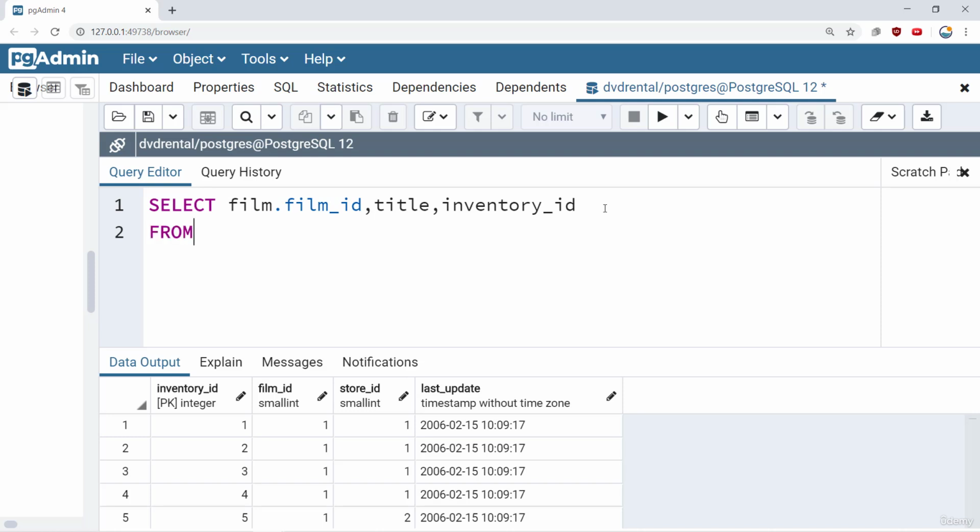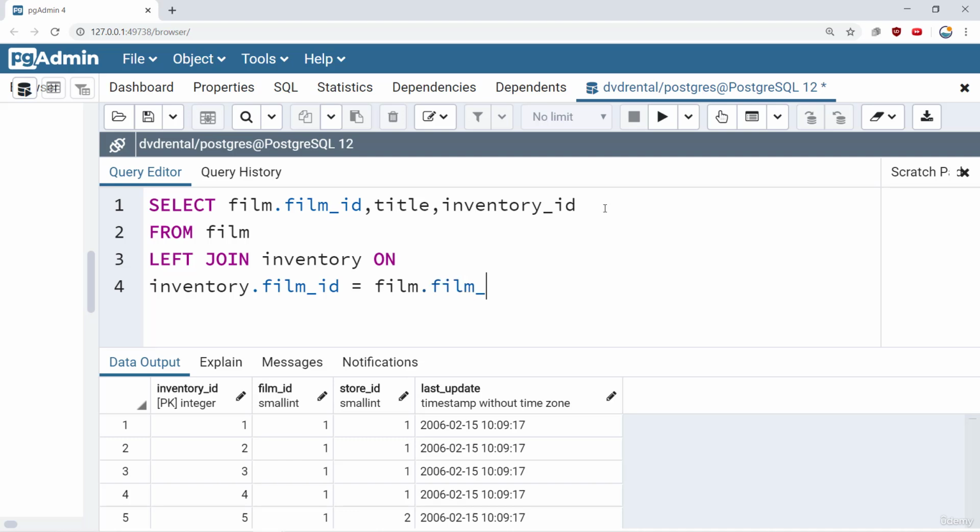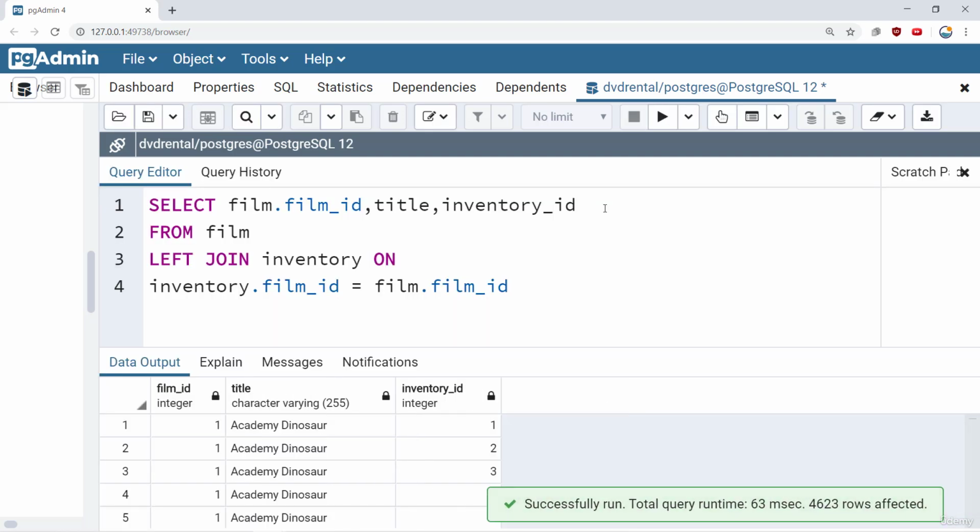And this is where we're going to do our join. We'll say from film left join, and you can say either left outer join or just left join. Those are syntax-wise the same thing. And we're going to say inventory on inventory.film_id equal to film.film_id. We run this, and note what we're having here.